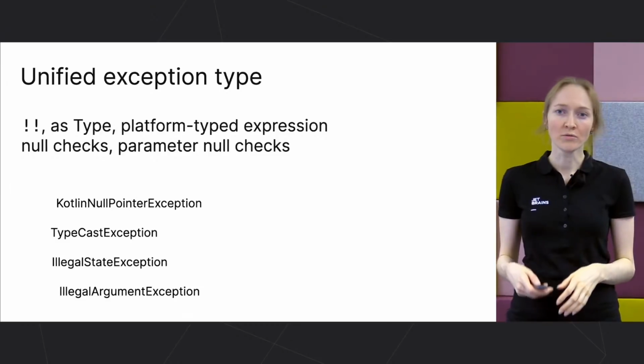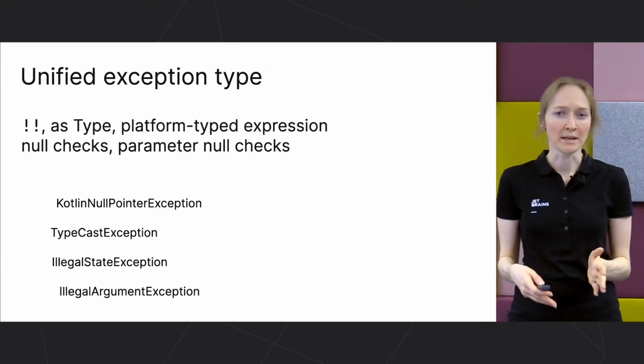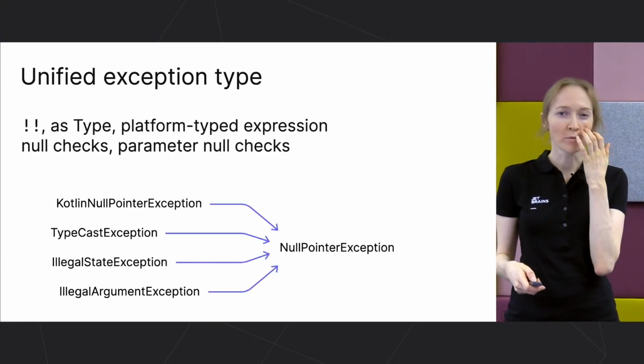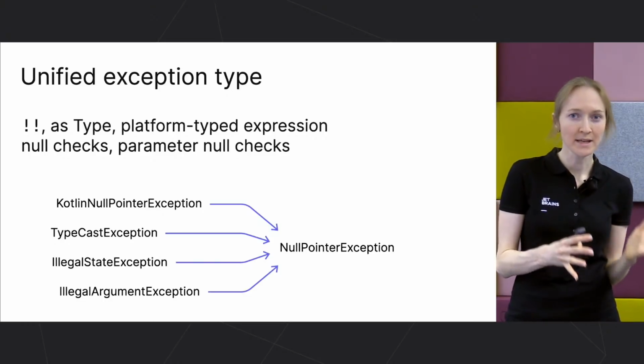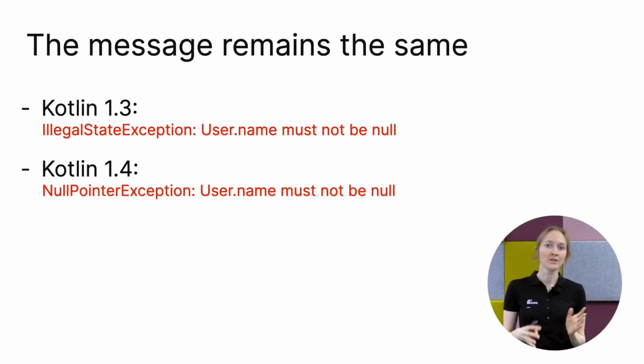Currently, they throw different types of exceptions, like Kotlin null pointer exception or in some cases illegal state exception, with helpful messages. And Kotlin 1.4 replaces all these types with the regular null pointer exception. Note that only the type of the exception changes. Everything else remains the same. All the exceptions are thrown in all the same places they were thrown before. No new exceptions are added, no old exceptions are removed. Only the type has changed.